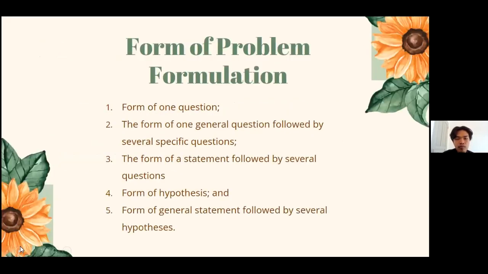Forms of problem formulation. Number 1 is the form of one question. Number 2, the form of one general question followed by several specific questions. Number 3, the form of a statement followed by several questions. Number 4, form of hypothesis. And number 5 is the form of a general statement followed by several hypotheses.